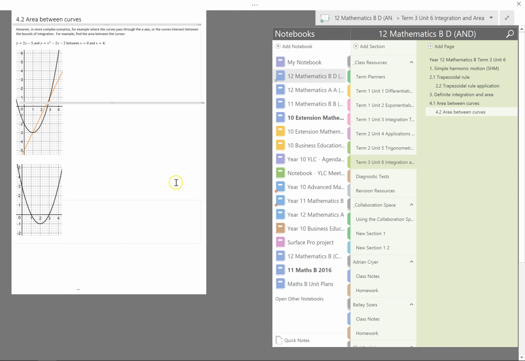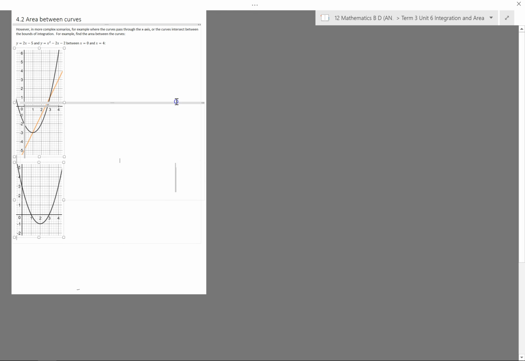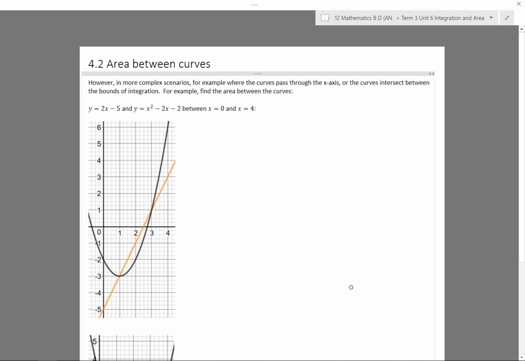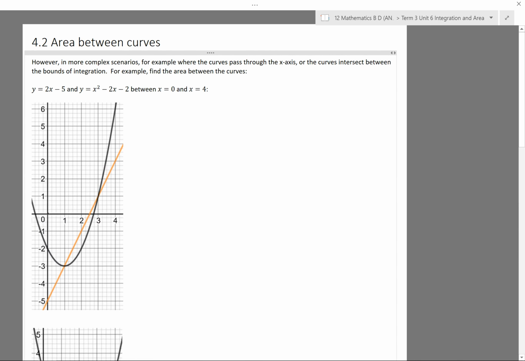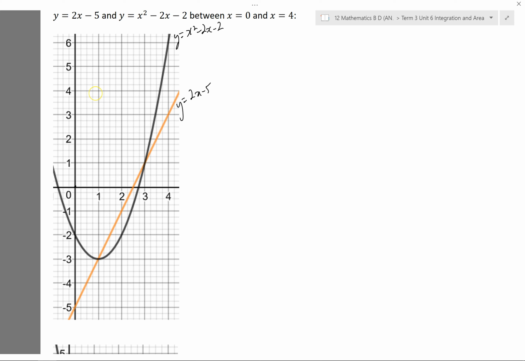Okay, again, I'll try to find the area between 2 curves here. I want to find the area between y equals 2x minus 5 and y equals x squared minus 2x minus 2. Okay, between x equals 0 and x equals 4. Okay, I'll get out my colouring in pen and show where that is. So between the curves and between those bounds.